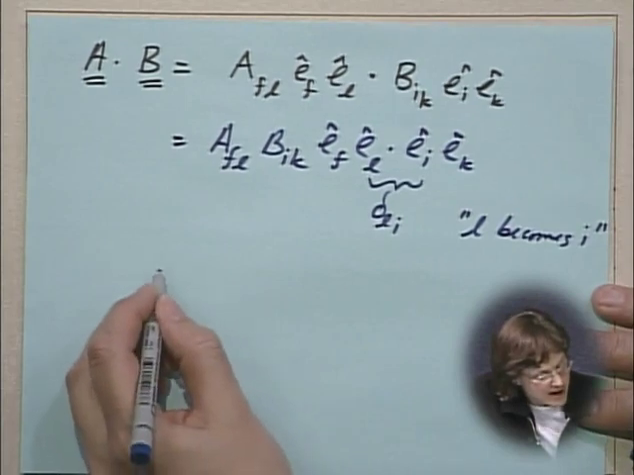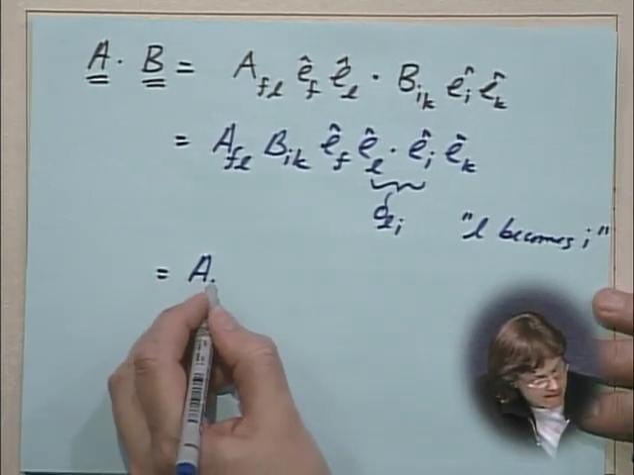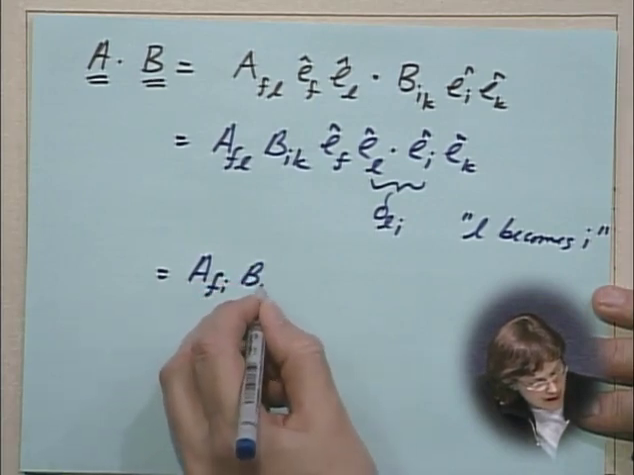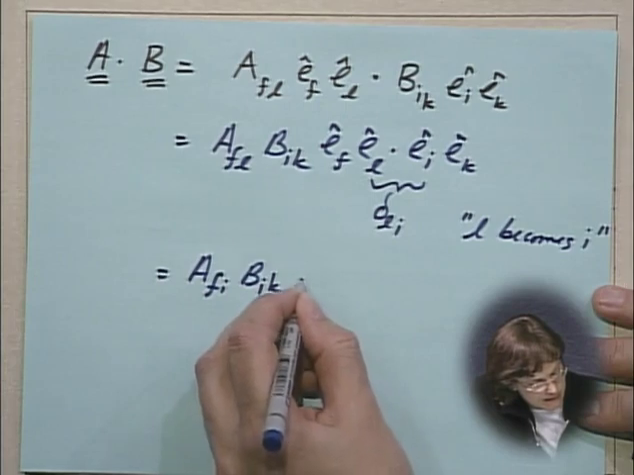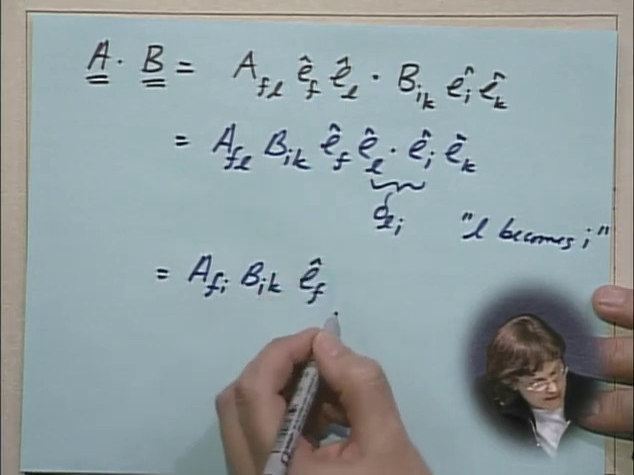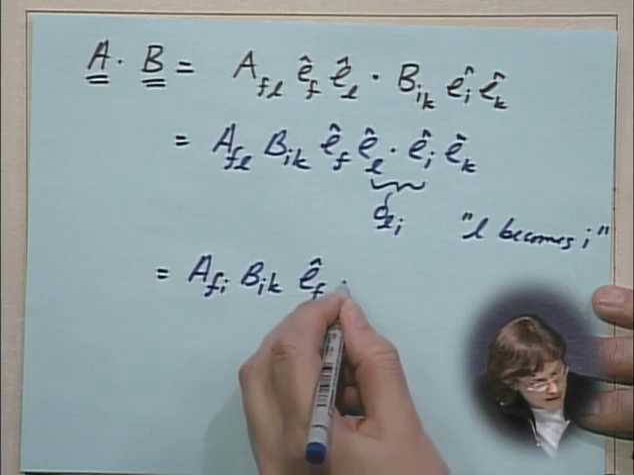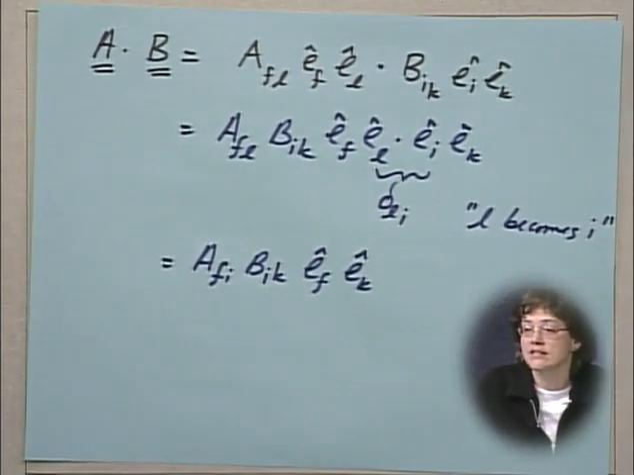Okay, so L becomes I. So what do I write? A sub FI, B sub IK, E sub F, EF, EI. Well, no, that goes to 1. And EK. Right. Very good. So that's having done that without ever having seen it before. So very good. What did we get?